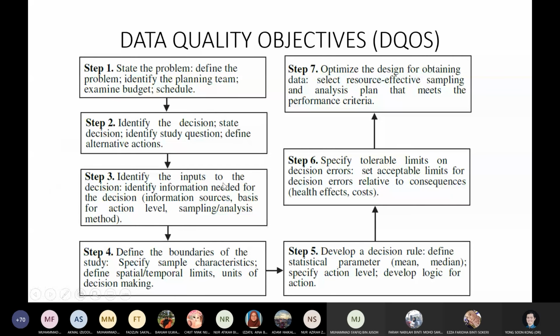Okay, step number 3, identify the inputs to the decision. Identify information needed for the decision, information sources, basis for action level, and sampling analysis method. So these are the continuation, the details of the decision that you have made. Once you have decided that the water quality is based on environmental water quality, you pick that SOP, the standard operating procedure, and also the standard that you need to compare with, then only you define the details of it. Because when we want to analyze a certain pollutant, we must have prior information.